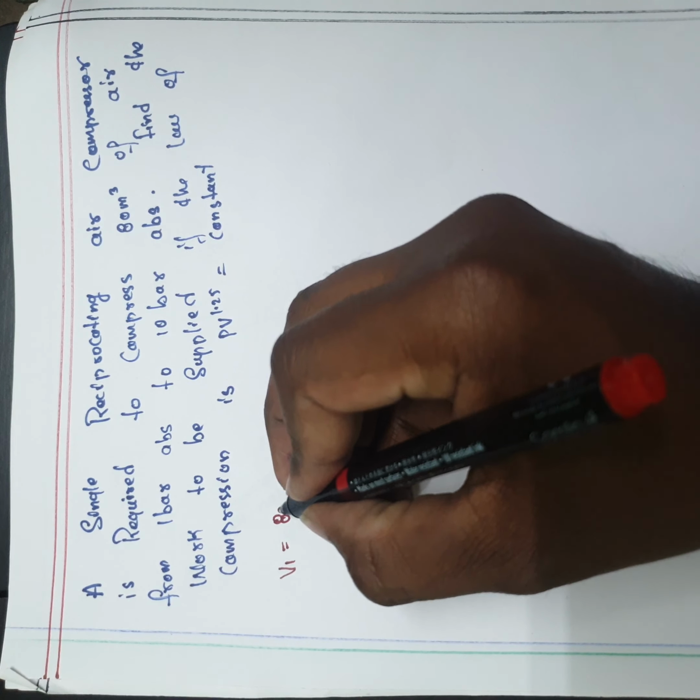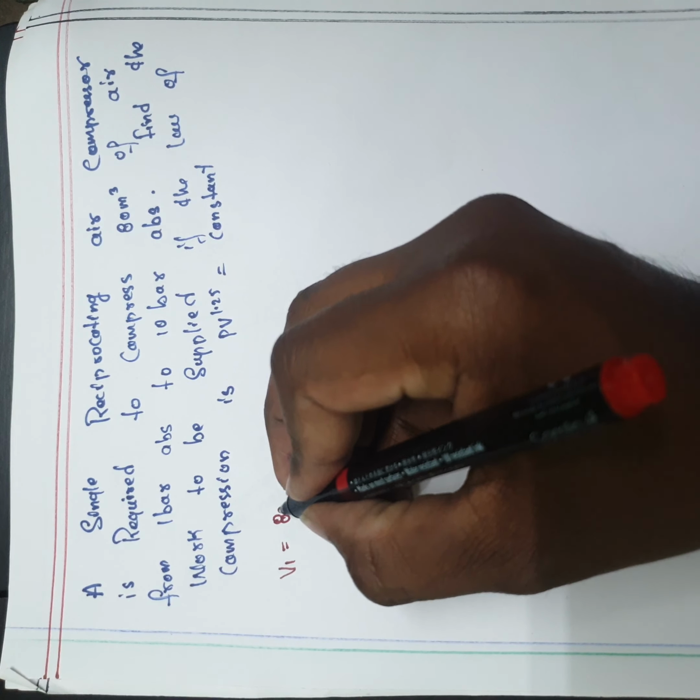After that, P1. What is the value of P1? 100. Then V1 is equal to 80. Then P2 by P1: P2 value is 10 into 10 squared, and P1 value is 100. Next is n minus 1 by n: 1.25 minus 1 by 1.25, then minus 1. Then you can close this bracket.